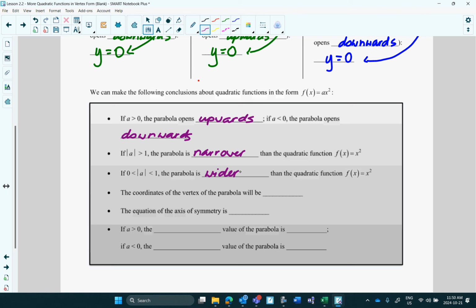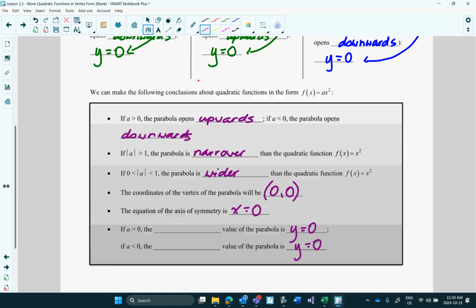Notice that it doesn't affect the vertex. The vertex is still going to be 0, 0. The only things that affect the vertex is when we start moving it left, right, or up, down. So that means the equation of the axis of symmetry is x equals 0. The maximum or minimum value will be y equals 0 for both.